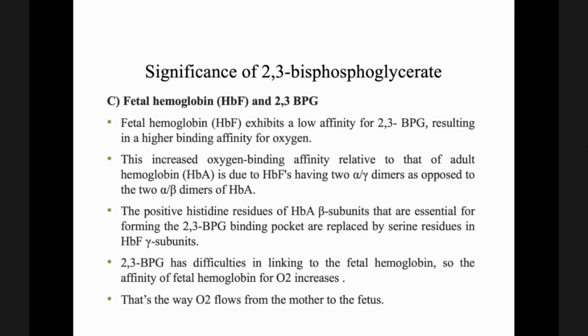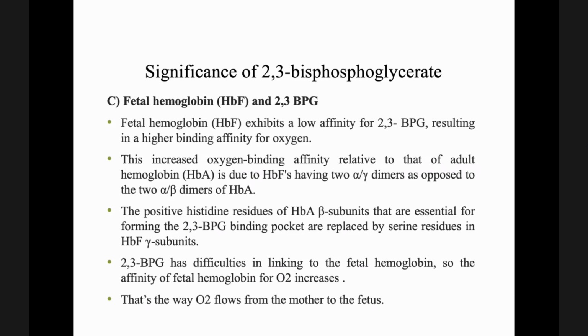So that is the difference between the beta subunit and the gamma subunit in the fetal and adult hemoglobin: this subunit, instead of histidine, will have a serine residue, and that will change it from beta to gamma. The 2,3 bisphosphoglycerate has difficulty binding to the fetal hemoglobin. So the affinity of the fetal hemoglobin for oxygen increases. That's the way the oxygen flows from the mother to the fetus.